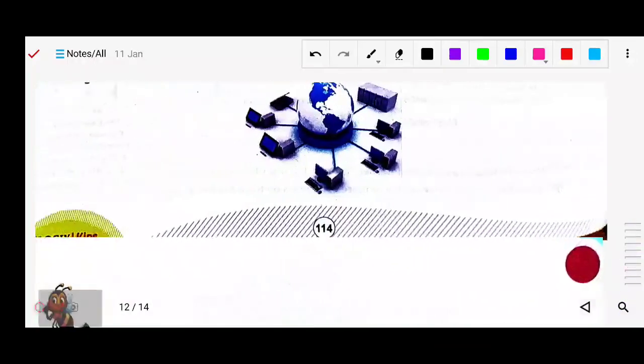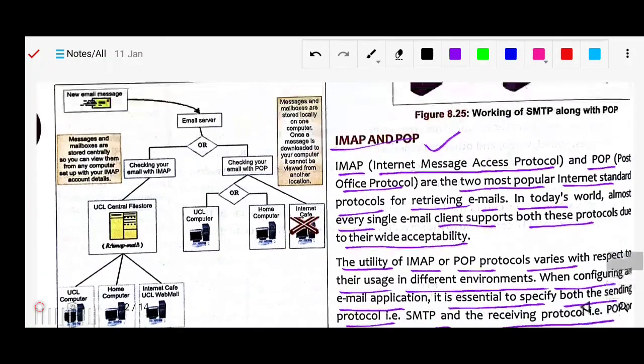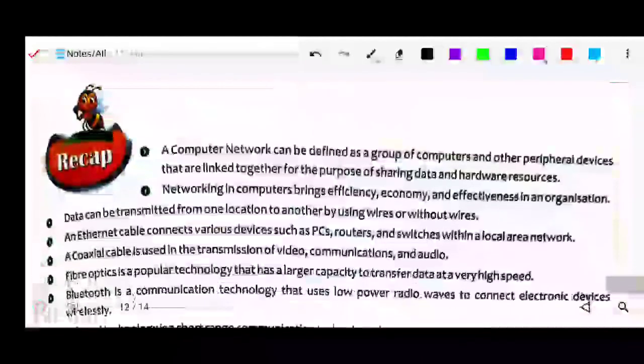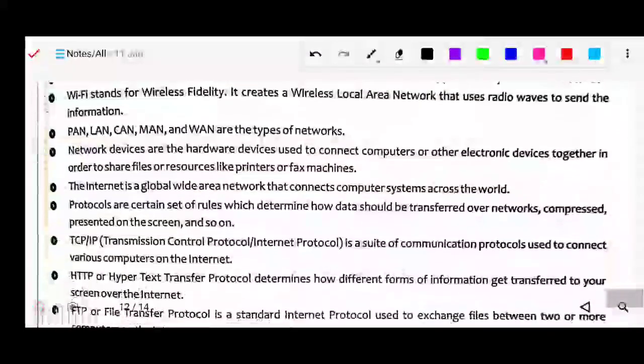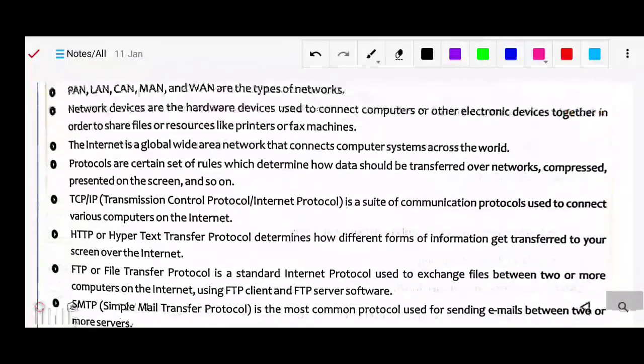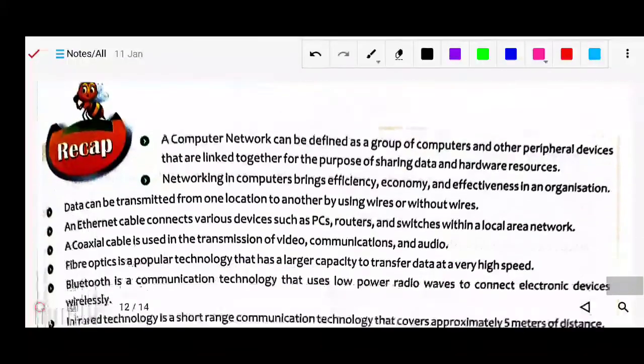About all this, I think we have covered it. These are some recaps, so you can go through it all. This is the end of our chapter 8.